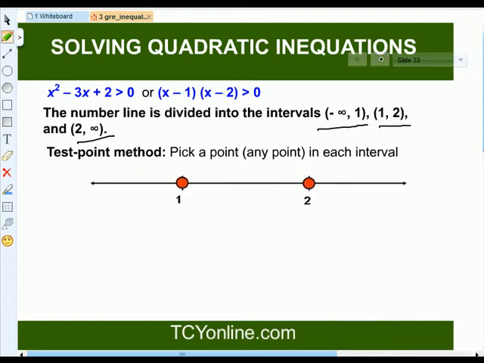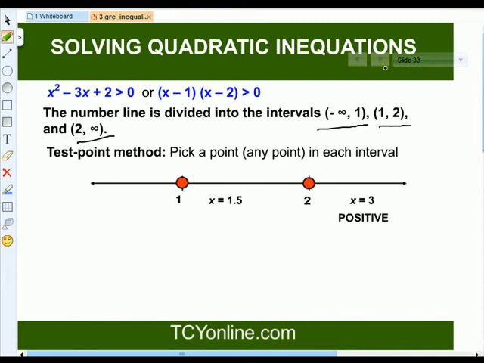For example, in the interval 2 till infinity we will take x as 3. Now we know that x minus 1 will be obviously positive. Similarly, x minus 2 will also be positive. That makes x minus 1 times x minus 2 both positive. So we will say that this interval is basically positive.